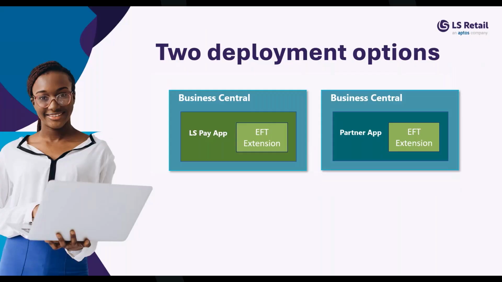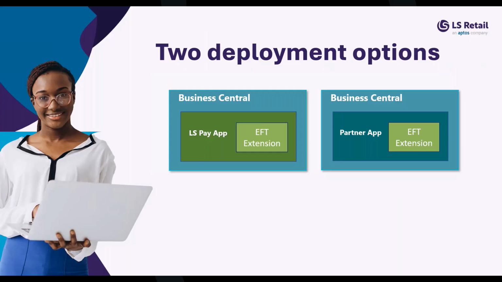And then we have the alternative option, option two, which is basically allowing partners to access their EFT extension from their own partner apps. So this is for the scenario where our partners have already extended or customized the sales documents, and they only need the integrations to the various PSPs.